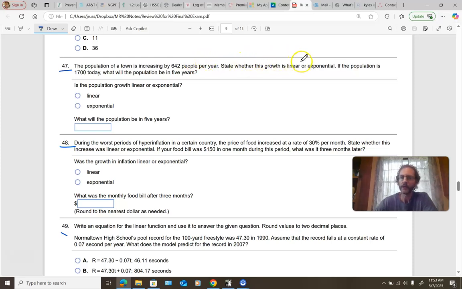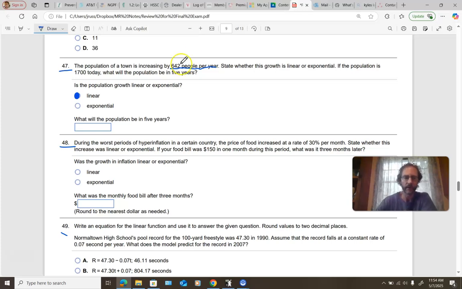State whether this growth is linear or exponential. And if the population is 1,700 today, what will the population be in 5 years? Well, guys, because the population of the town is increasing by a fixed amount, this is linear, okay? And it's going to be linear growth.